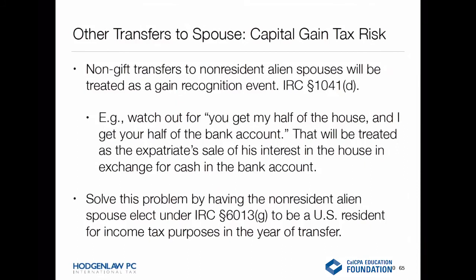If you make other non-gift transfers to your spouse, you should be aware of capital gain tax risk. So this is sort of the you get my half of the house, I get your half of the bank account, value being exchanged for value, so it's not a gift. That would be treated as the expatriate's sale of his interest in the house in exchange for cash in the bank account. You might be able to solve this problem by having the non-resident alien spouse make an election under Section 6013(g) to be a U.S. resident for income tax purposes in the year of transfer.